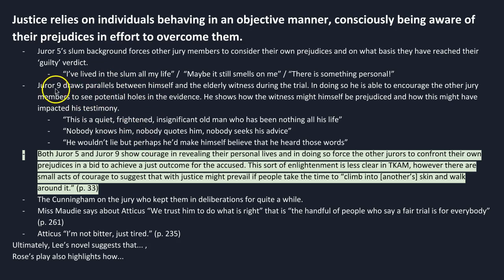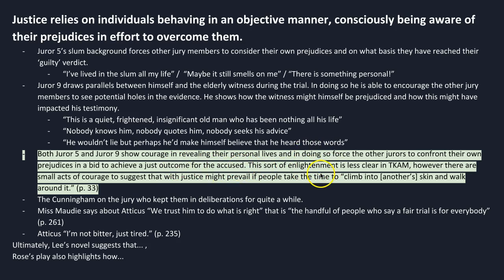And by drawing this parallel, because he seems to be someone who wants to be seen as important too, he's able to get people to become a bit more aware of where prejudices might lie and how they might be overcome. If we stop and think about what it would be like to be in his shoes, then we can consider that the evidence he's giving may not be accurate. So both juror 5 and juror 9 show courage in revealing their personal lives, and in doing so force the other jurors to confront their own prejudices in a bid to achieve a just outcome for the accused.